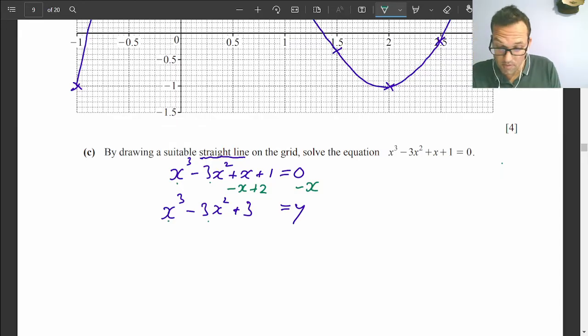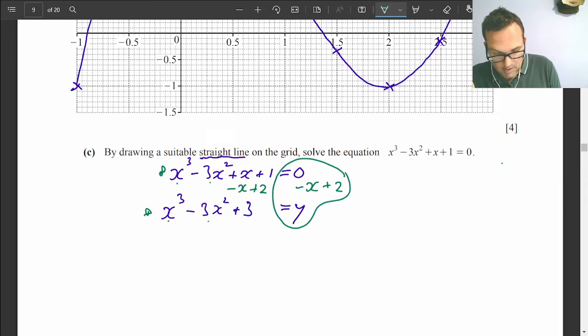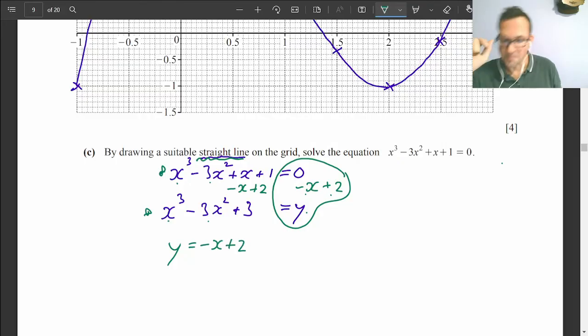Oh yeah, we do plus a 2 there, we do plus a 2 there. Okay, so that makes these two equations the same. So what we have on the left-hand side is another equation. You see that? On the right now, we've got minus x plus 2, and that will be equal to y. So that is the straight line they mentioned we have to draw, y equals minus x plus 2.